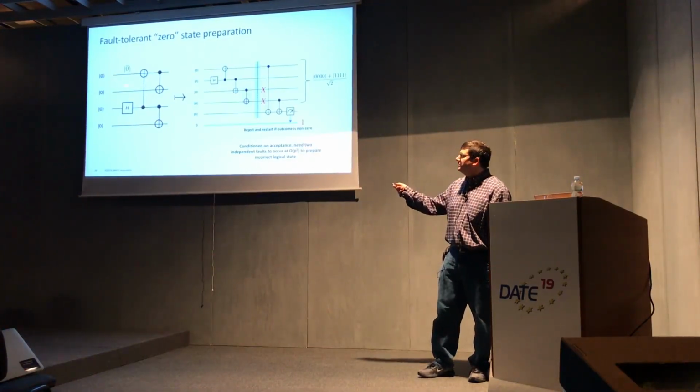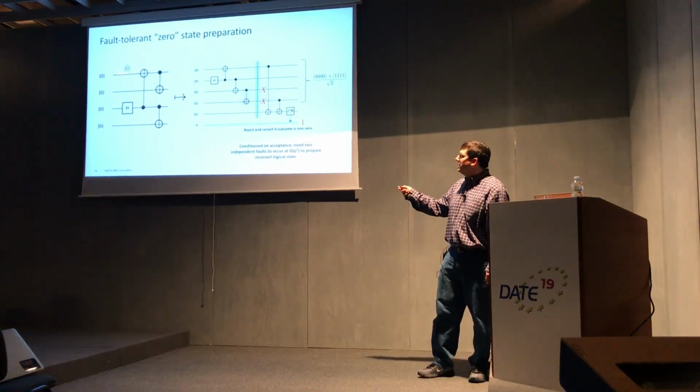All right, likewise, if we want to prepare a 0 fault tolerantly, we need to use an extra trick. We put in a 0 here, and we observe now that we just have this cascade of, we're taking the 0 plus 1 state here, and we're pseudo-copying the 1 to all these other bits. So I'll just rewrite it like this.